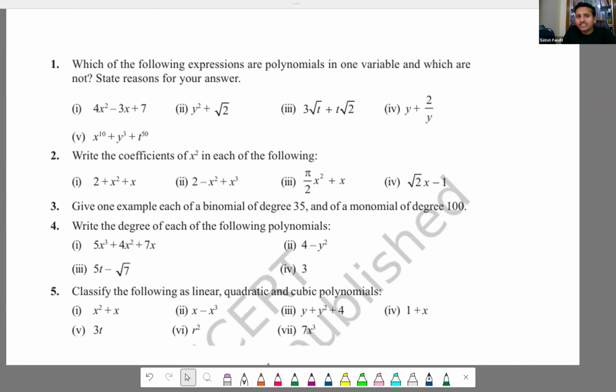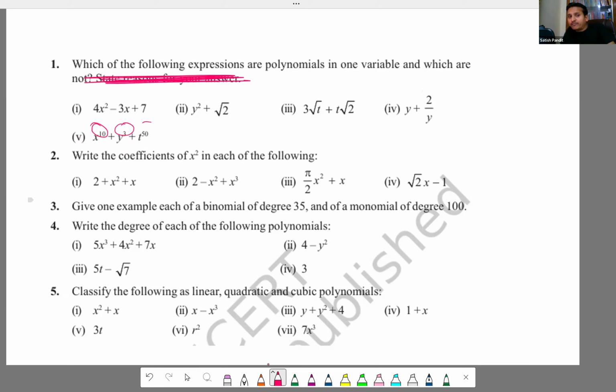So here we don't have to write reasons. All of you just have to tell me. Now one more thing. Suppose I have this one. Look at this. This is actually a polynomial. Why is it a polynomial? Because the powers of the variables are whole numbers. Here I have three variables. X is a variable, Y is a variable, T is a variable.